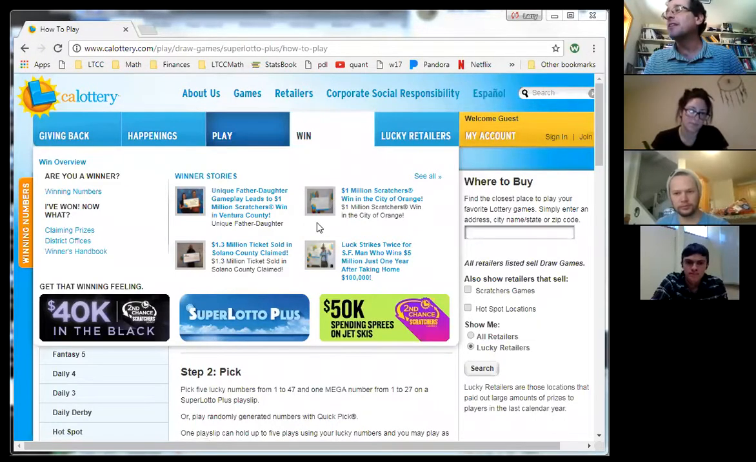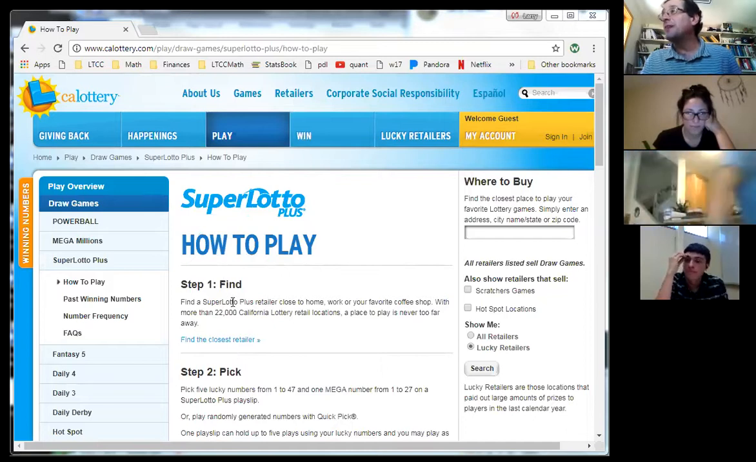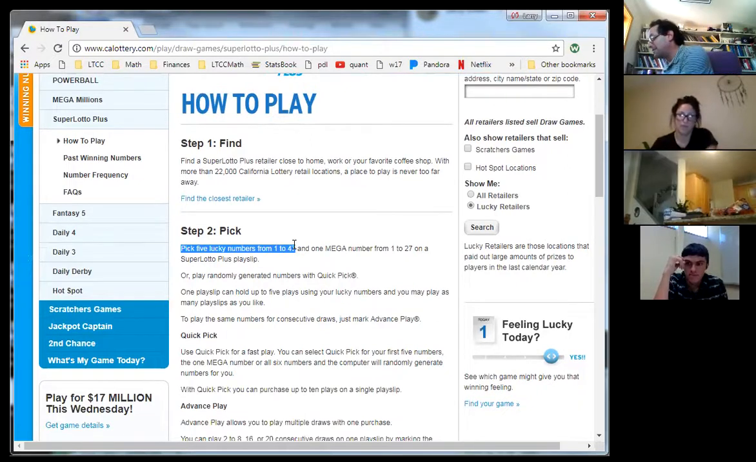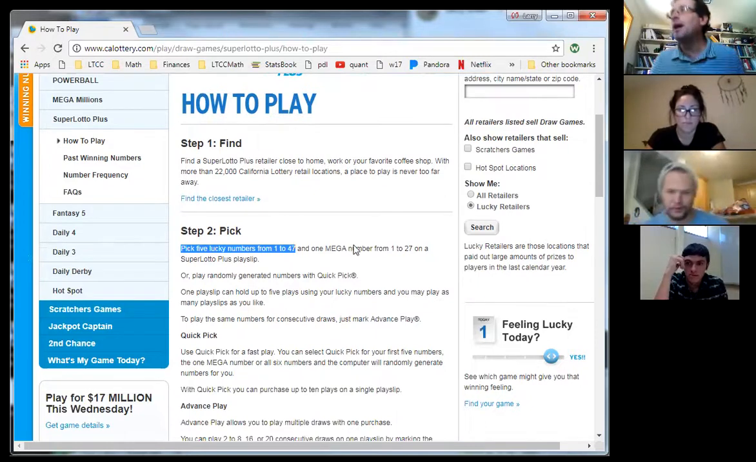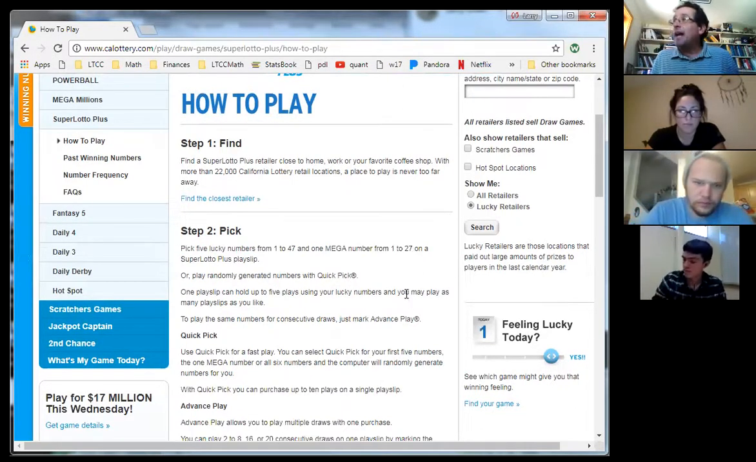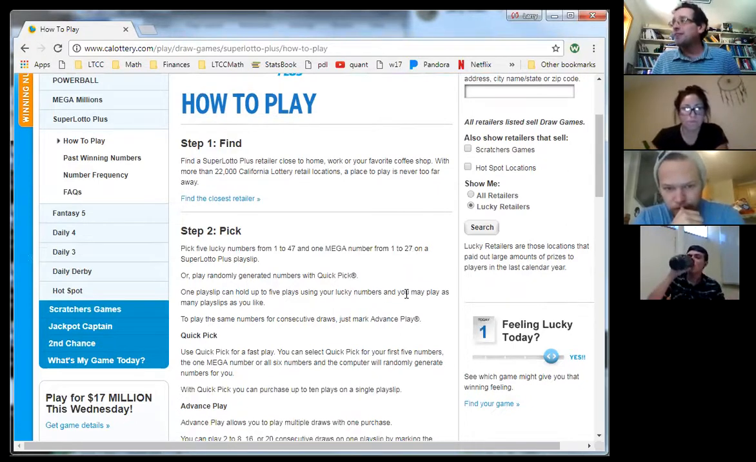And that is the California Lottery site. Okay, so here's how to play the lottery, because you need to understand that. First, basically, buy a ticket. I'll let you read through that first part. And then step 2 is the important one. Pick 5 lucky numbers from 1 to 47, and then 1 mega number from 1 to 27. Then the lottery officials are going to pick 5 numbers from 1 to 47 and 1 number from 1 to 27.